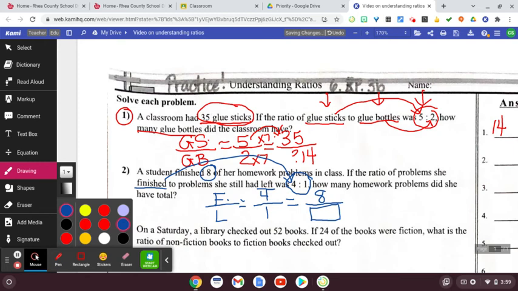So this is similar to problem number 1. We've got to find out what the missing value is. 4 times 2 is 8, so 1 times 2, our missing number is 2. This isn't the answer though.